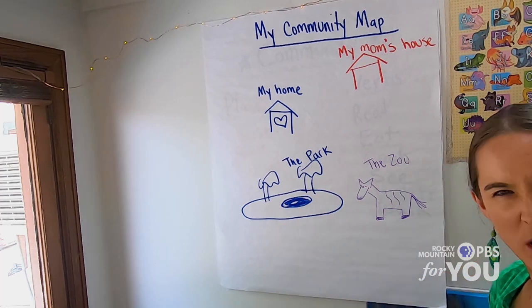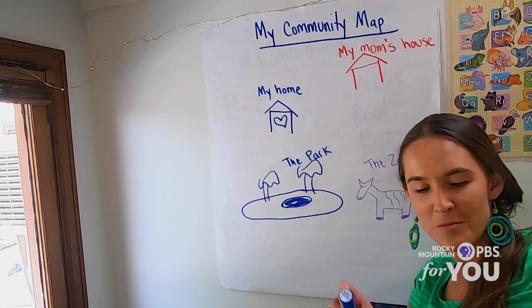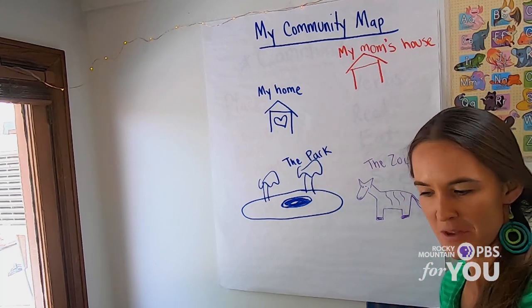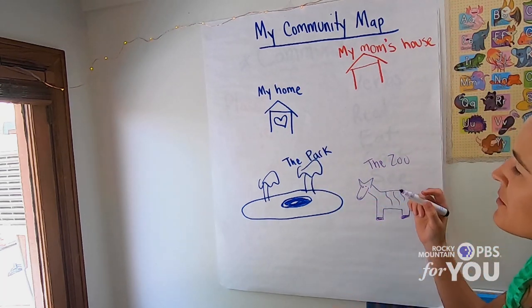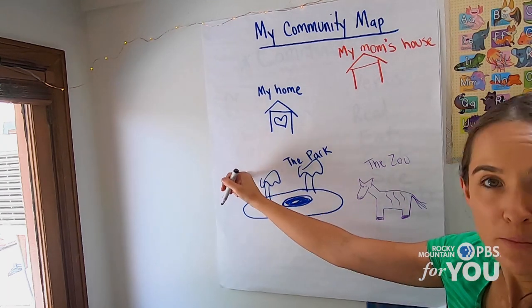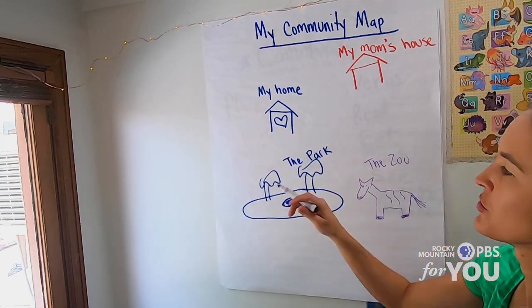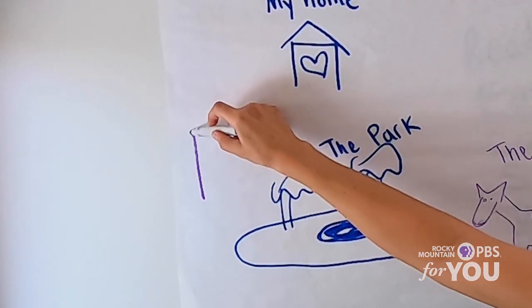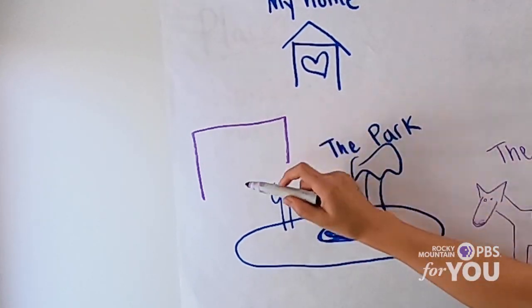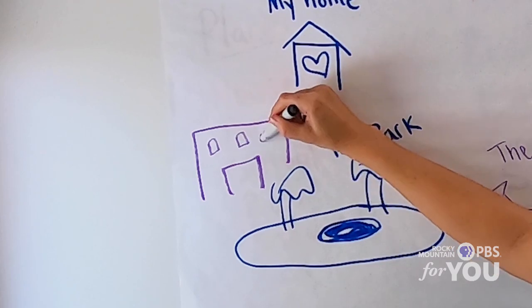Okay, there was one more place. What was it? Oh yeah, the museum. Thank you for helping me. Okay, the museum, guess what? Is right next to the park. It's next to the park and next to the zoo. I'm going to draw the museum as a big building with a big door and lots of windows.